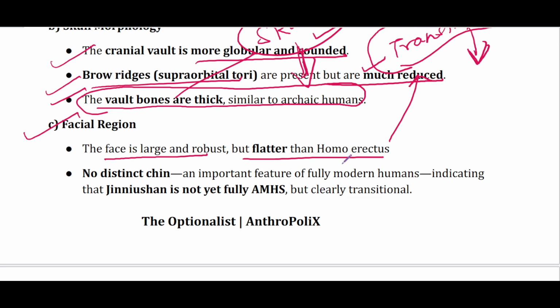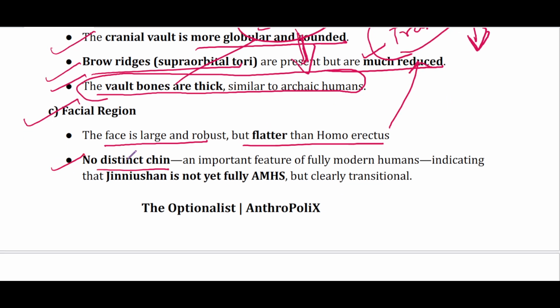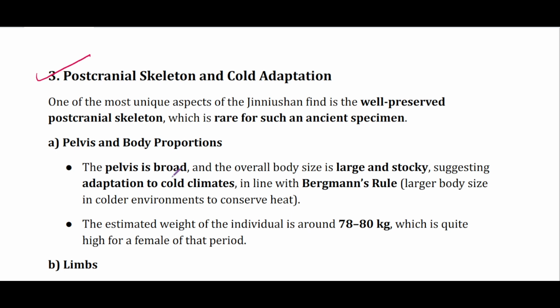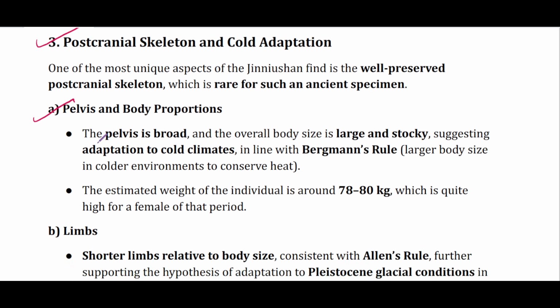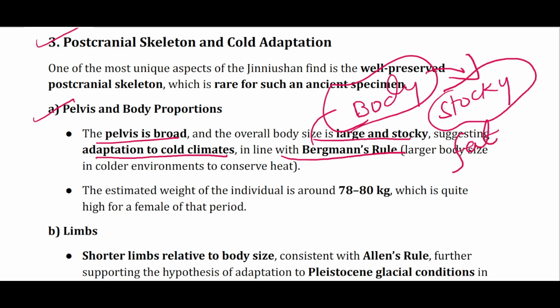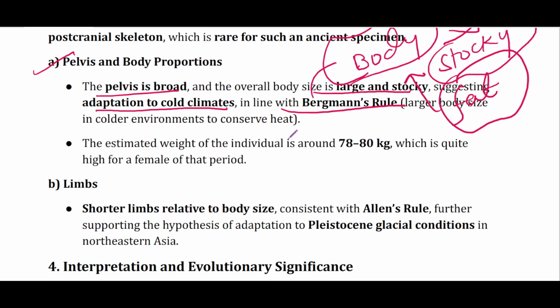Now the facial region: the face is large and robust but flatter than Homo erectus. Again, transitional features. Then no distinct chin; the chin is absent, so again a transitional feature. Now the postcranial skeleton. The pelvis is broad and the overall body size is large and stocky, which is again an adaptation to cold climate, in line with Bergmann's rule. Bergmann's rule is about body volume, and it suggests that in cold climates the body should be large and stocky so that it can store and accumulate fat, and this fat will keep your body warm.